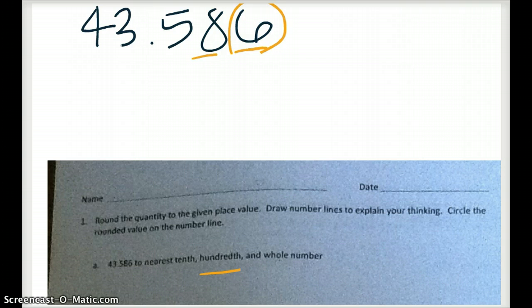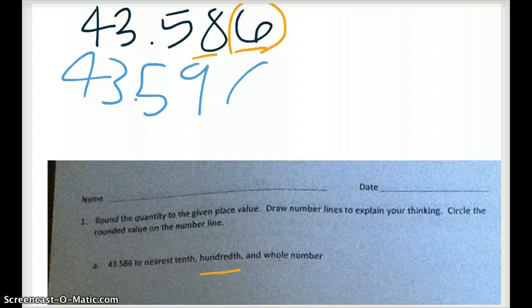The 1000th spot is going to tell us whether to round up or down, and since it's 5 or higher, then we round up. So it would be 43.590. Yeah, 43.59. So he just added the 0, the 1000th spot, but you do not have to do that, but it's still correct.